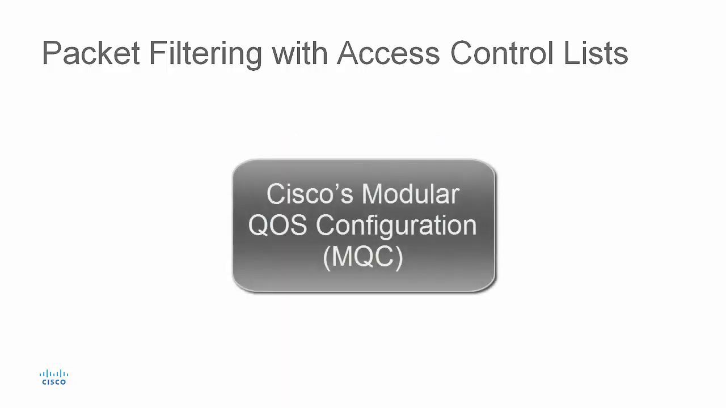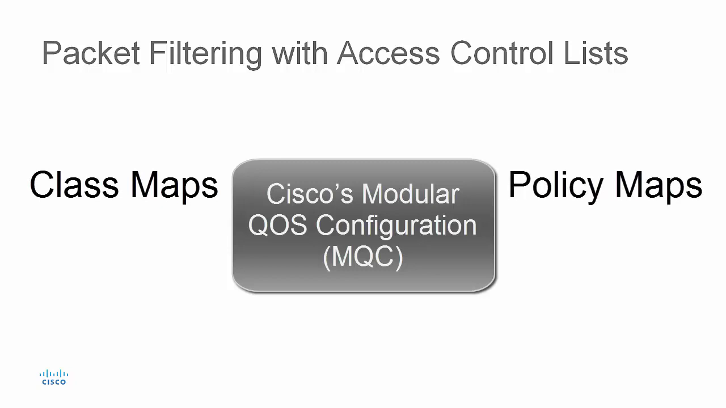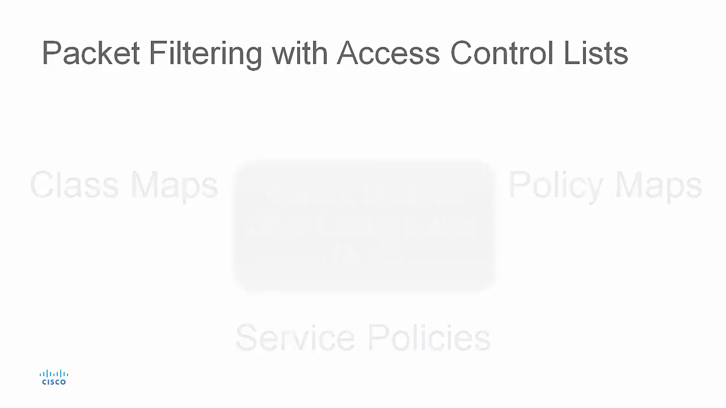QoS can be implemented by using Cisco's Modular QoS Configuration, MQC, which includes class maps to define the traffic, policy maps to apply the rules, and service policies to activate them on an interface.